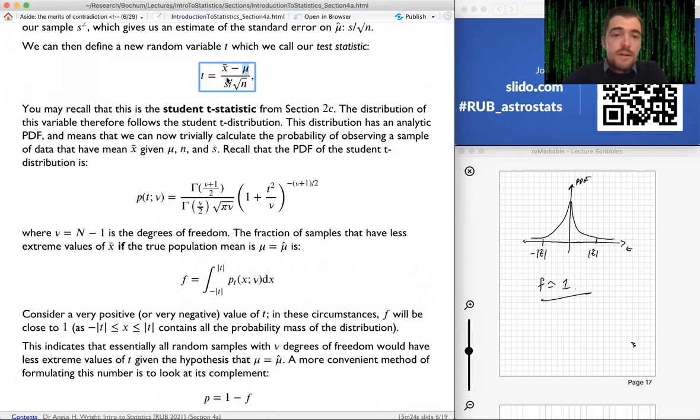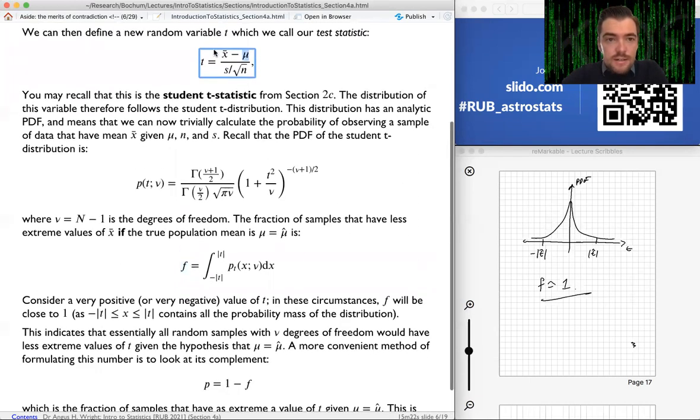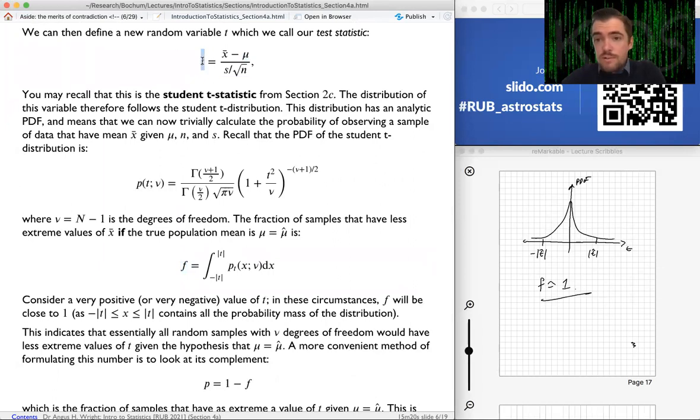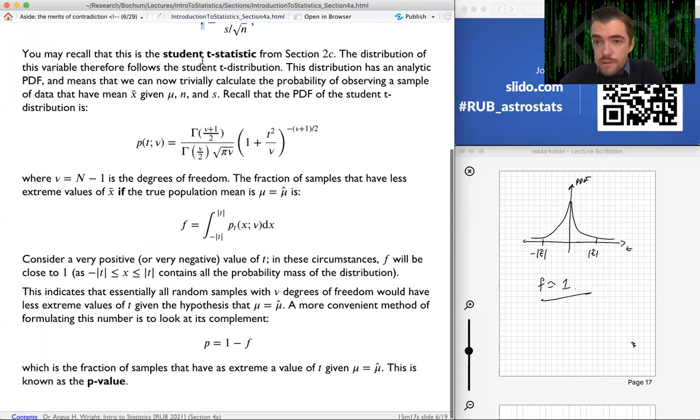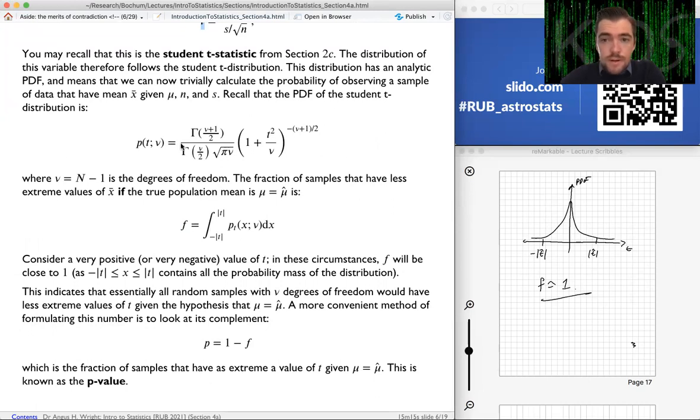What that means is that essentially every single random sample that we generate, which has a true mean mu hat, will lie within minus the absolute value of t to plus the absolute value of t. If this f is near 1, every single sample that we could possibly generate from our hypothesis would have a value that is smaller than the t which we observe. If that's the case, then the probability of observing our value of t by random fluctuations is very, very small.